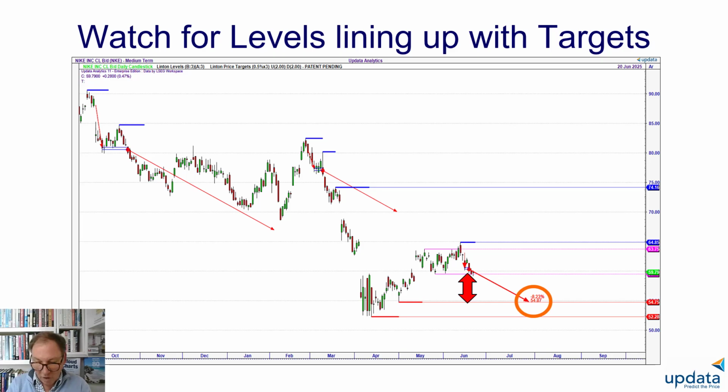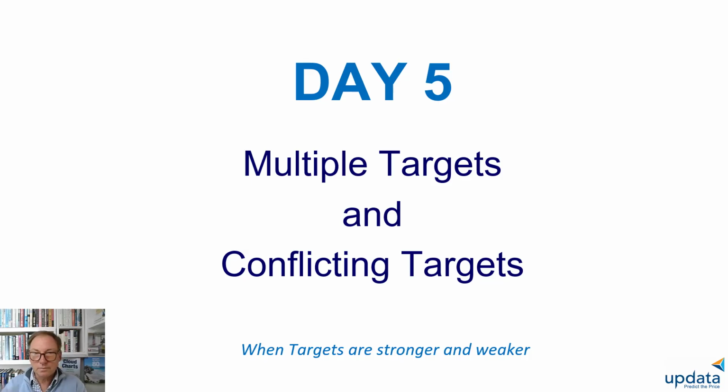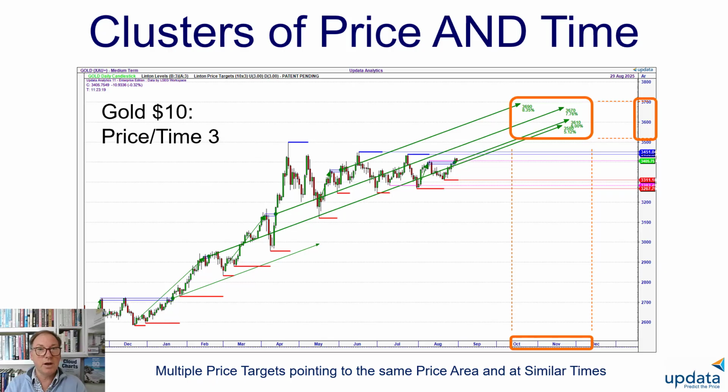So lesson 5. Key thing is you can have multiple price targets and conflicting targets, and when a target's stronger and weaker. So clustering, when you get multiple targets, is what we call clustering. When you get multiple targets pointing to not only a price area but also a time area, this becomes really, really valuable. And we'll talk about the time projections shortly.